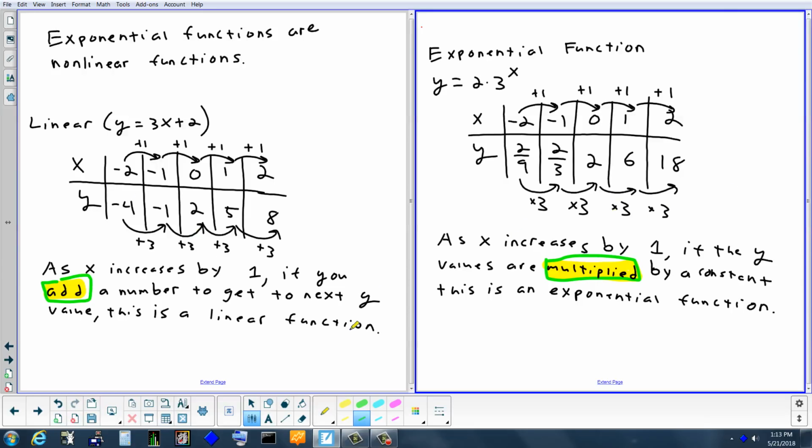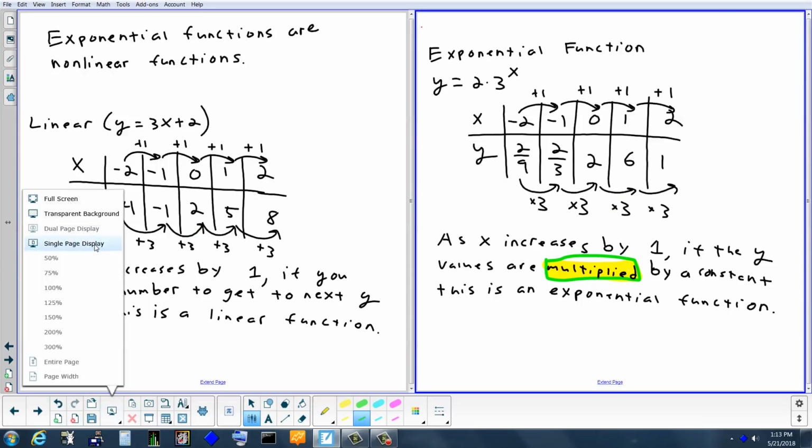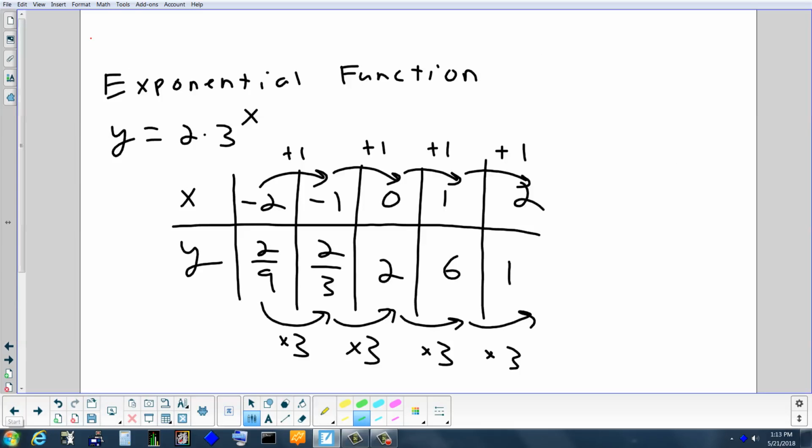Now, what if, let's say, what if that was 14 at the end?